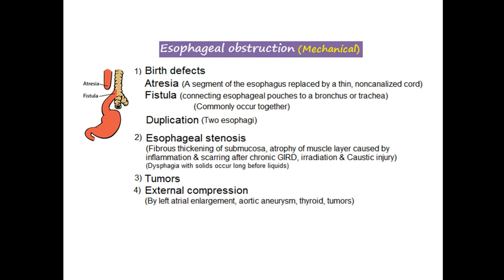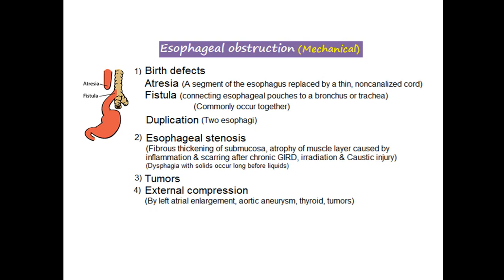Mechanical obstruction of the esophagus may be caused by esophageal stenosis. What happens in esophageal stenosis is that there is fibrous thickening of the submucosa. Normally, the submucosa is made of loose areolar connective tissue, but in esophageal stenosis, it is converted into a strong and thickened fibrous tissue. Additionally, atrophy of the circular and longitudinal muscles occurs, mainly due to inflammation and scarring after chronic gastroesophageal reflux disorder, in which the stomach contents are regurgitated into the esophagus.